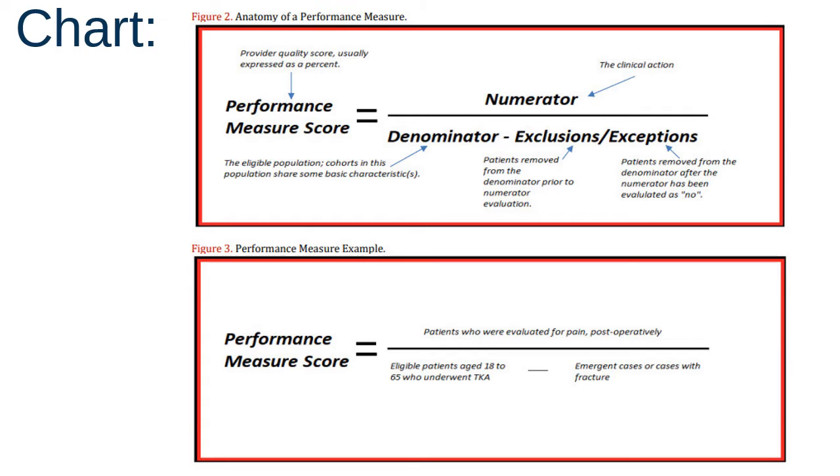Figure 3 provides an example. In this example, all patients between the ages of 18 and 65 who underwent a total knee arthroplasty are in the denominator. Patients who had emergent cases or cases with a fracture were excluded from the denominator. Patients who were evaluated for pain postoperatively were considered numerator compliant. The performance measure score represents the percentage of patients who underwent the procedure and received a postoperative evaluation for pain.